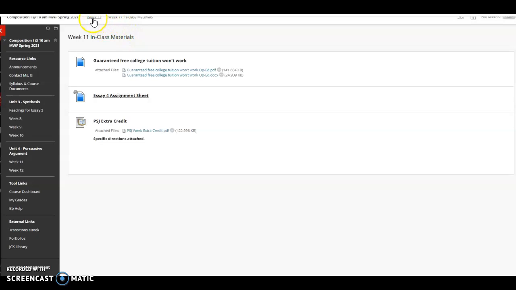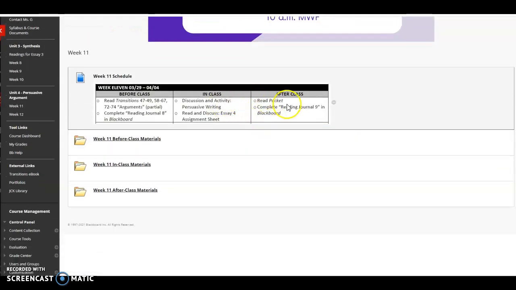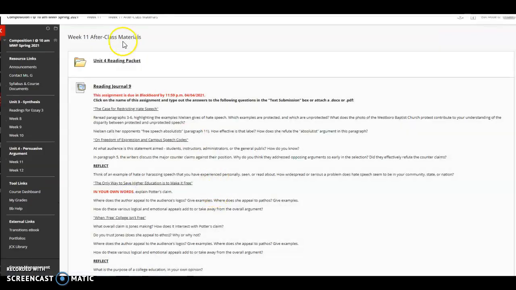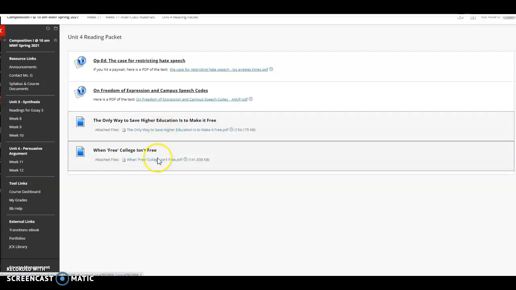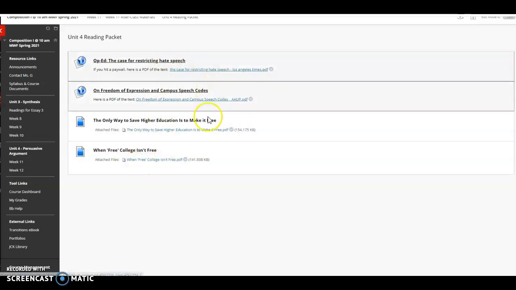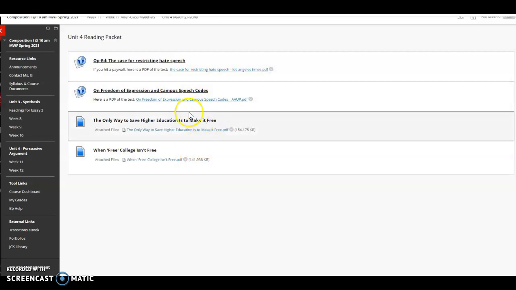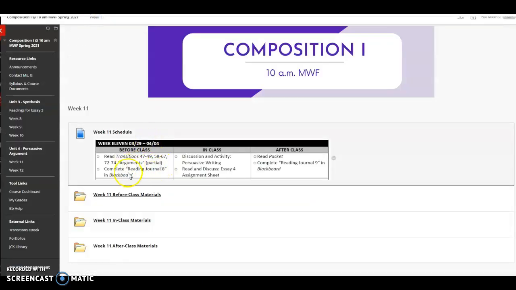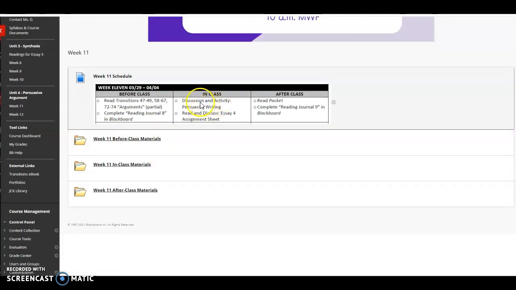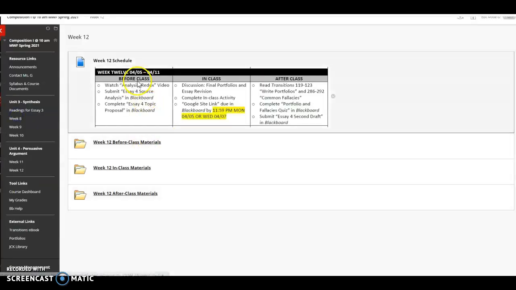I'm getting low on time, so really quick, in week 11 I wanted to look ahead. Like I mentioned, the readings for after class are going to help us think about some issues that we can write on. The first 2 are kind of opposing in what they think about restricting or not restricting free speech. And then the next 2 are also on the idea of free college, like the one we read today. So these are issues you can write on, or you can write on one of the intersecting issues. There's a reading journal on that, and before class, you'll turn in a topic proposal based on that.